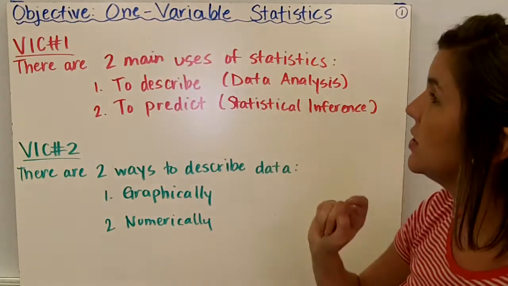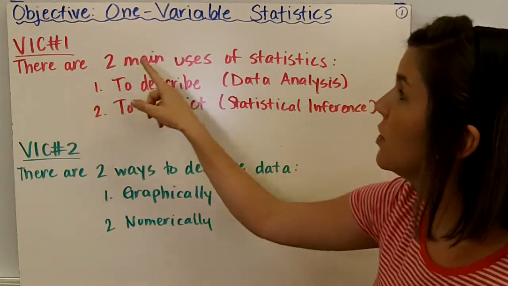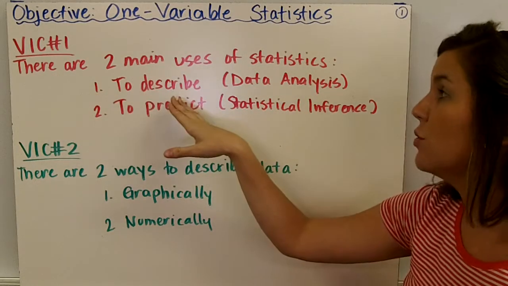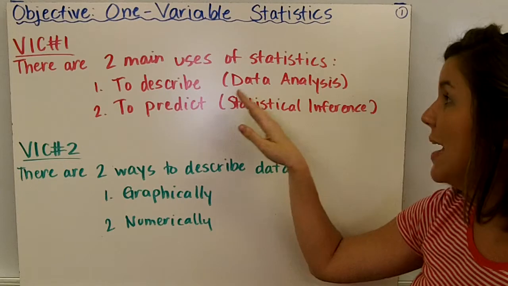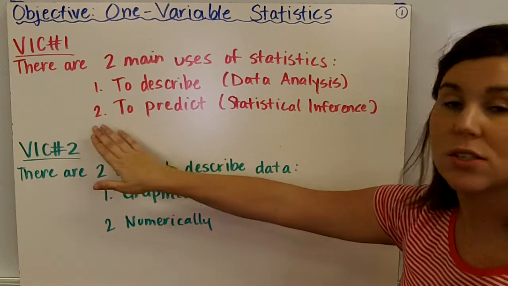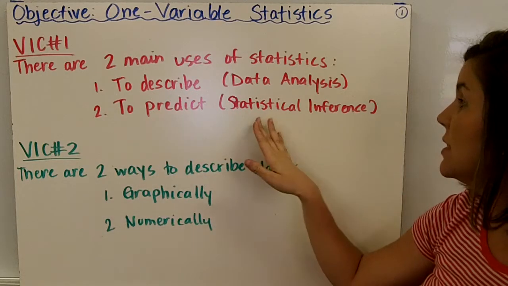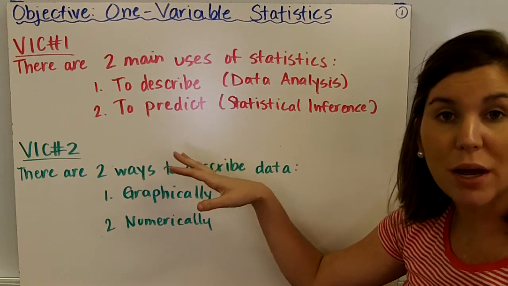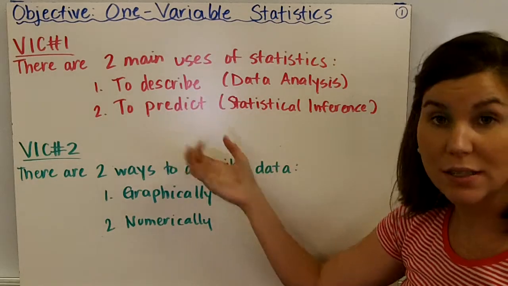Objective 1, variable statistics. Vic number 1. There are two main uses of statistics. First one, to describe. This is sometimes called data analysis. The second use of statistics is to predict, statistical inference. So we're going to use data that we've collected about a population to predict.